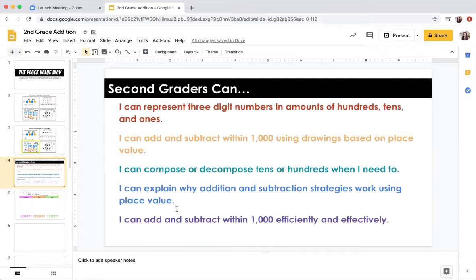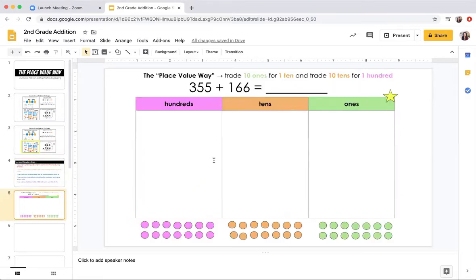And then we really want them to be able to explain why addition and subtraction strategies work as they use place value. So today, we are going to do the place value way for addition, and we want students, when they need to, they don't always need to, to know that they can trade 10 ones for 1 ten and trade 10 tens for 100. If their sum only results in 9 ones, they do not need to do any trading. Same with if that happens in the tens or the hundreds place. But today our example does show this need for regrouping and trading of those numbers.